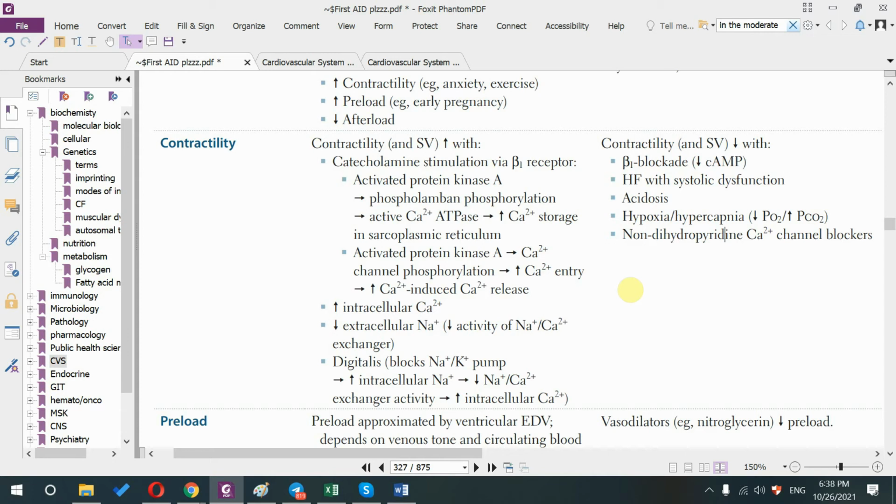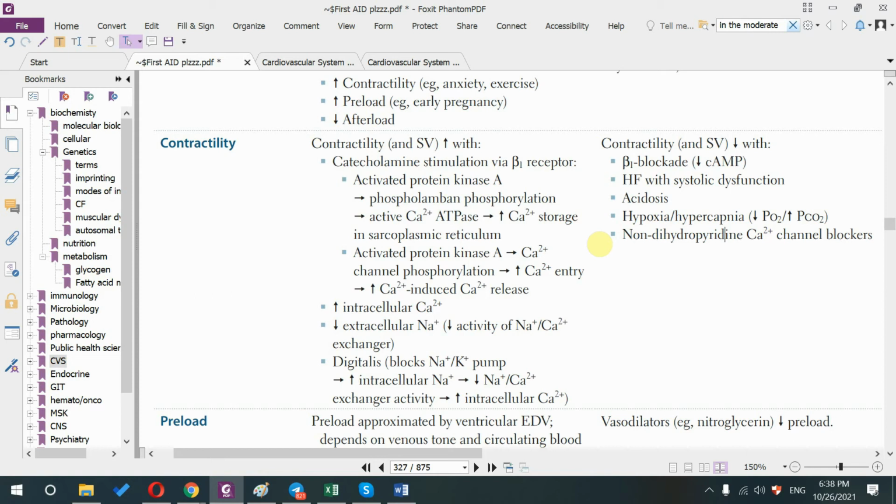So contractility and stroke volume increase with catecholamine stimulation via the beta-1 receptor. Remember, stimulation of the beta-1 receptor leads to activation of the secondary messenger. Which one? Gs. Gs activates adenylate cyclase. Adenylate cyclase converts ATP to cyclic AMP. Cyclic AMP activates protein kinase A. Activated protein kinase A goes to the phospholamban and phosphorylates it. Phosphorylated means activated. Activation of the phospholamban leads to the calcium ATPase storing more calcium where? In the sarcoplasmic reticulum.